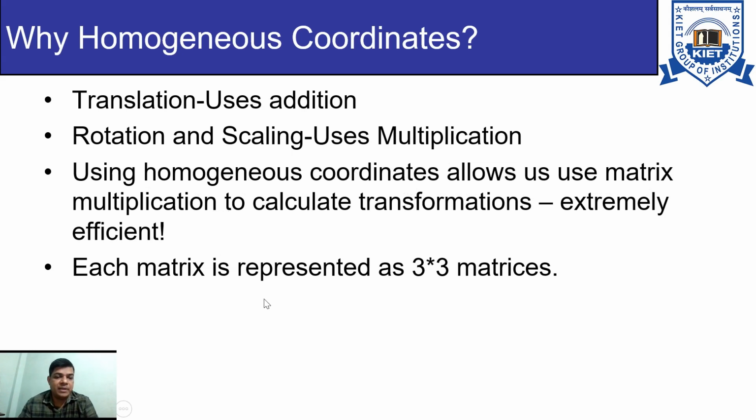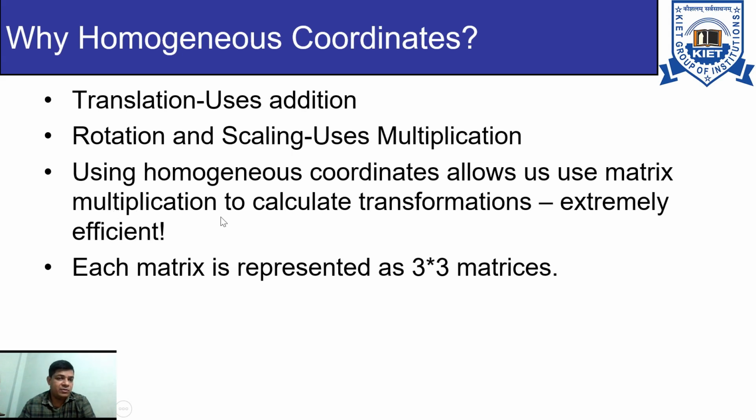What is happening? We are performing composite transformations, that is, more than one transformation. So it is better to stick to one calculation. Previously we were doing addition as well as multiplication, but as you represent the matrices in homogeneous form, you have to perform only one operation, and that operation is multiplication.